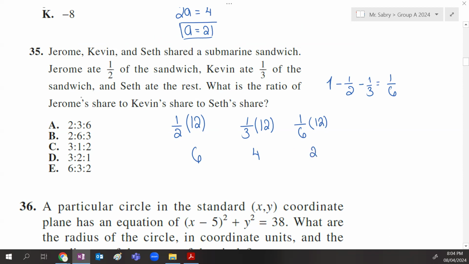Now, to figure out the ratio of Jerome's share to Kevin's share to Seth's share, we need Jerome at the very beginning, and then Kevin, and then Seth. Looking at those, there is no such thing as 6, 4, 2 in the choices, but there are the simplified versions of them: 3, 2, and 1. If you divide all of those by 2, you'll have the simplest form of the ratio, which is what we're supposed to be looking for. Does that make sense or not?